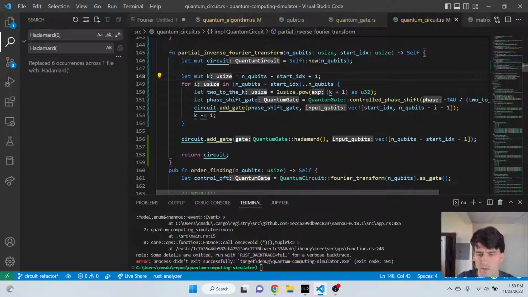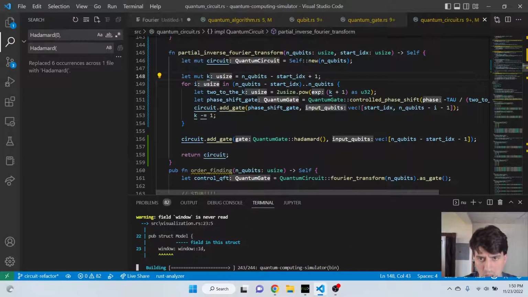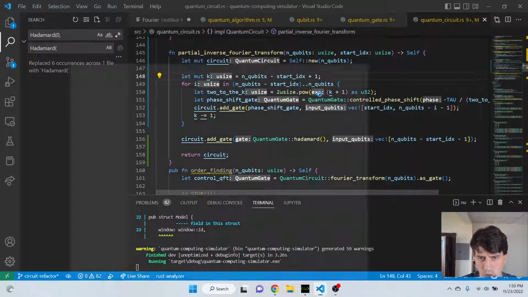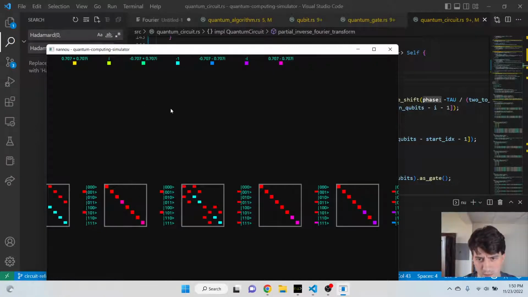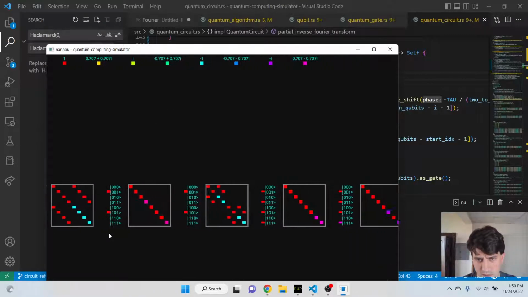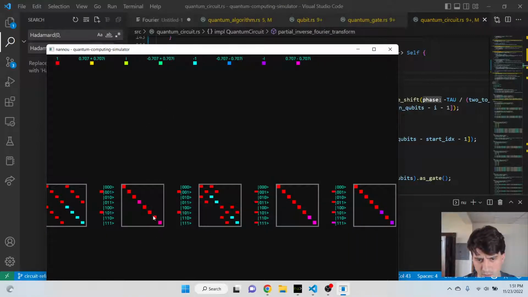What was the one that I got working? One of them worked. This one works. But the problem with this one is it's going in the wrong order. It's starting at 1 over 8 and then doing 1 over 4. It should start at 1 over 4.